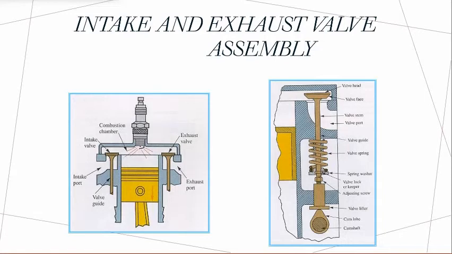In the overhead valve engine, the camshaft is in the engine block and the valve is operated by valve lifters, push rods and rocker arms. The double overhead cam engine has two camshafts placed on each side of the valve. One operates the intake valve and the other operates the exhaust valve.